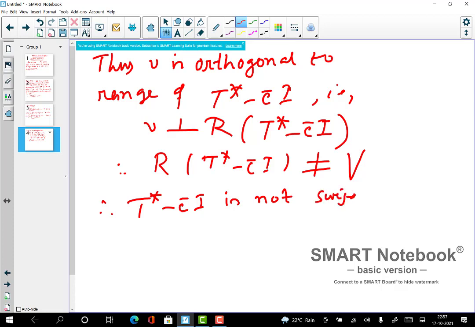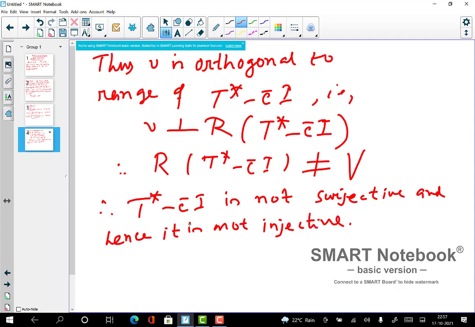Surjective means onto, and hence it is not injective, right? Because on a finite dimensional vector space, surjectivity is equivalent to injectivity, and hence it is not injective. So you have an operator which is not an injective operator.